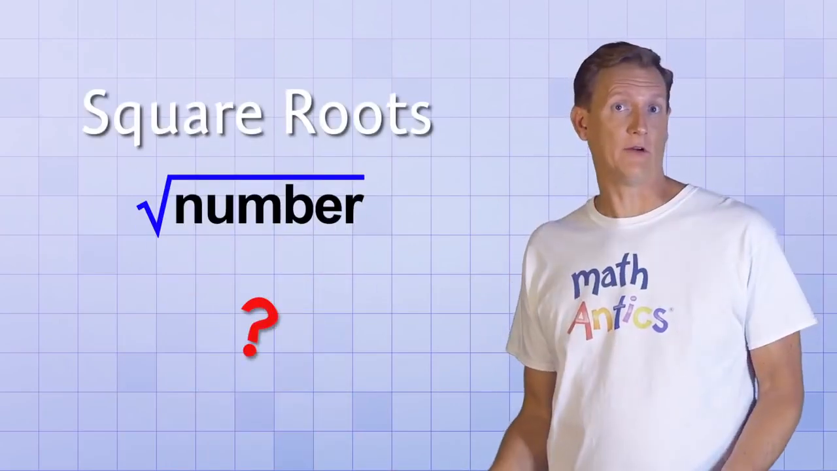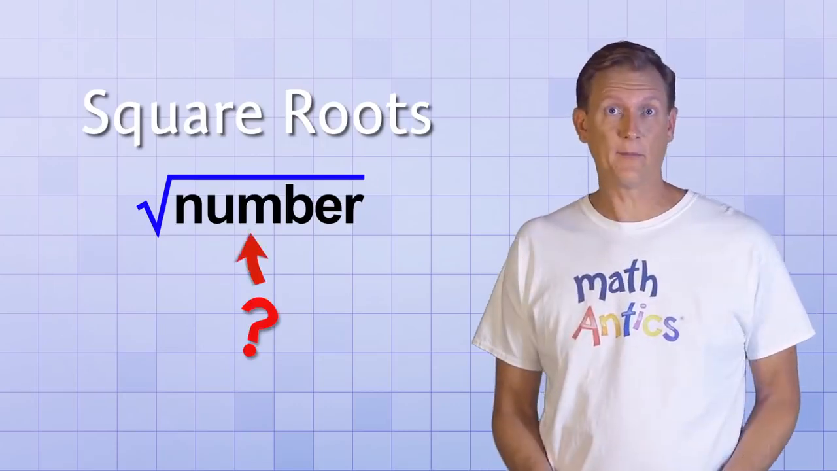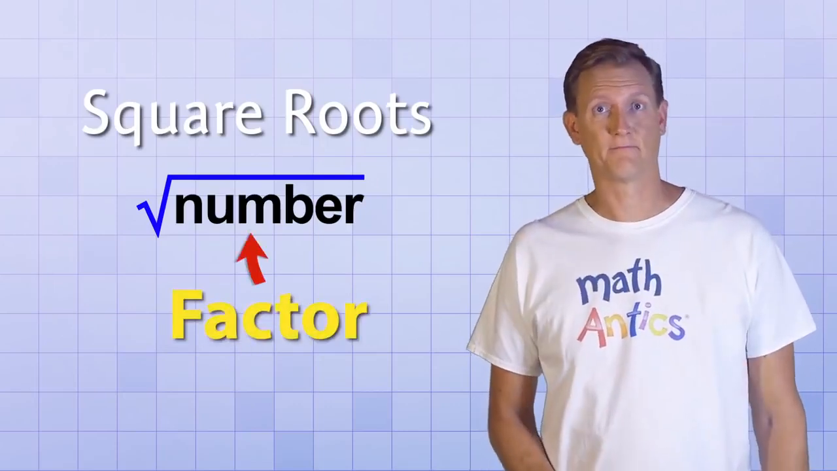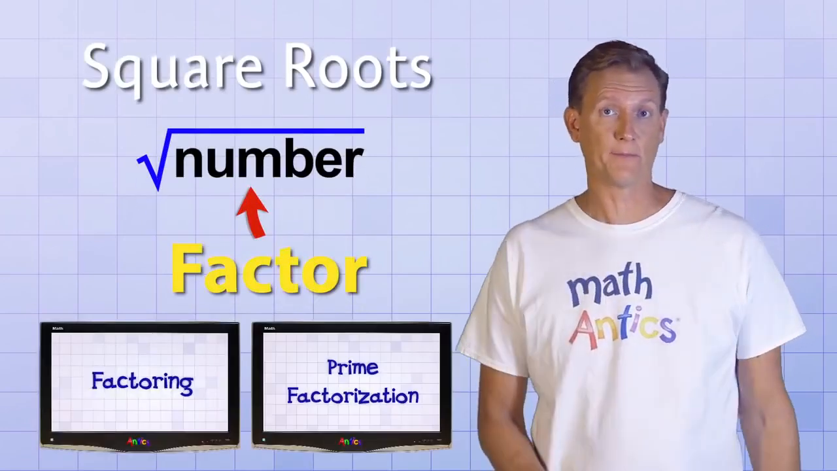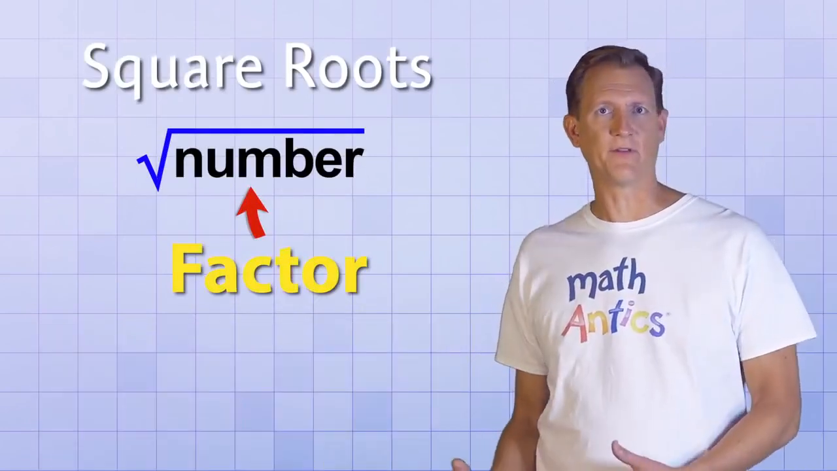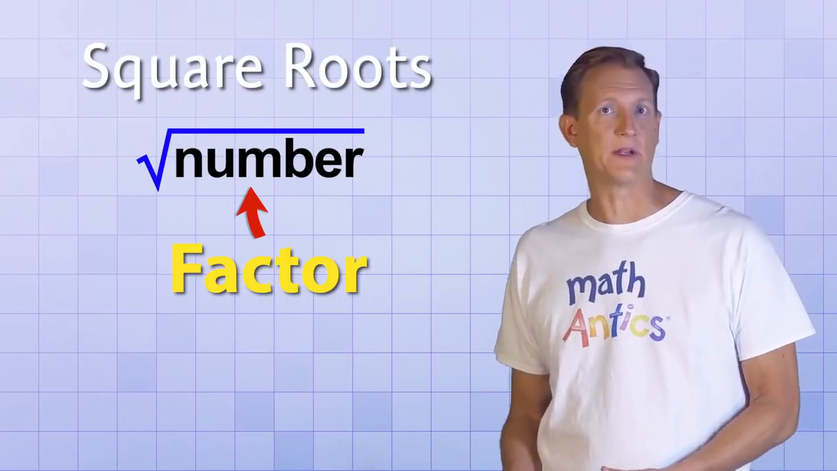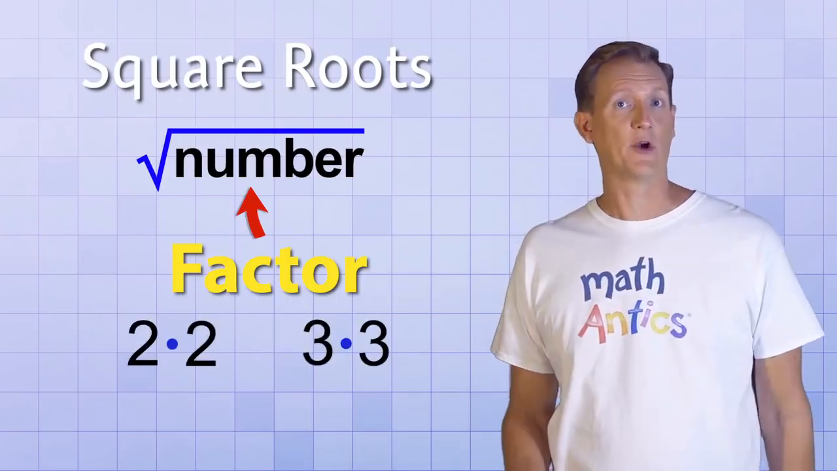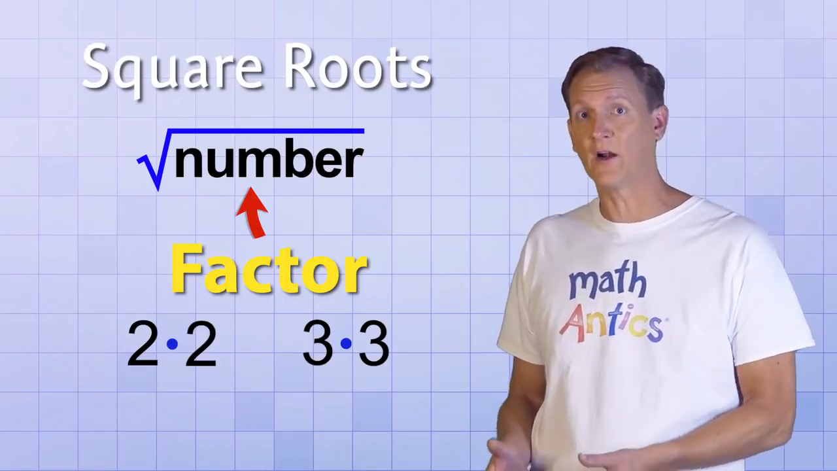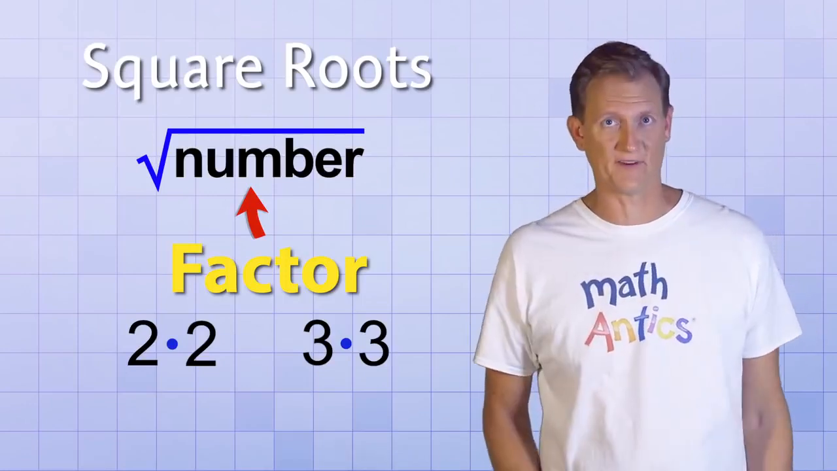And how would you find out if there are any perfect squares hidden in that number? The key is to factor it. If you've forgotten how factoring works, you can watch our previous videos about it for help. Factoring will reveal if there's any pairs of the same factor being multiplied together, like 2 times 2 or 3 times 3. If there are, you found a perfect square hiding in that number and you can simplify it.